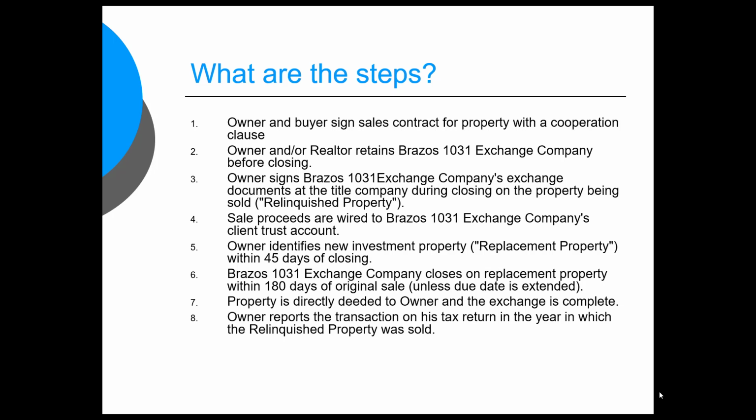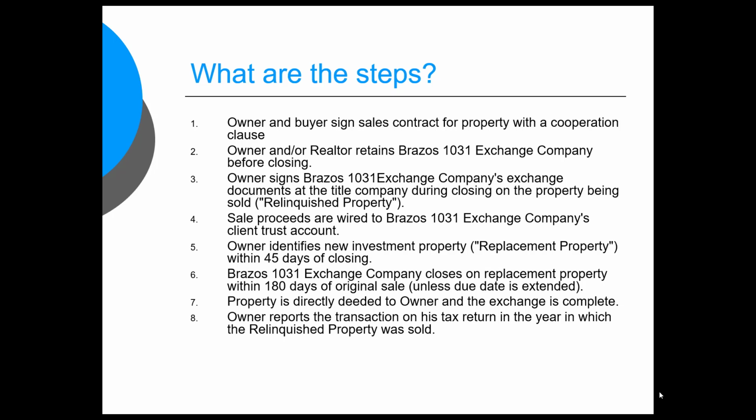You're then going to report the 1031 exchange transaction. There's a form that gets attached to your tax return, and so you or your accountant will fill out that form on the tax return, attach it to your tax return, and send it in. And that form is due with the tax return for the year in which you sold the relinquished property.